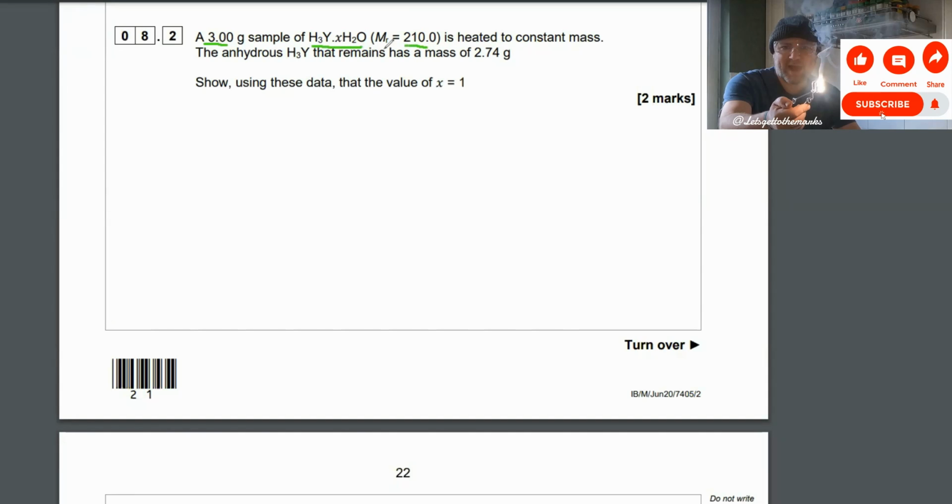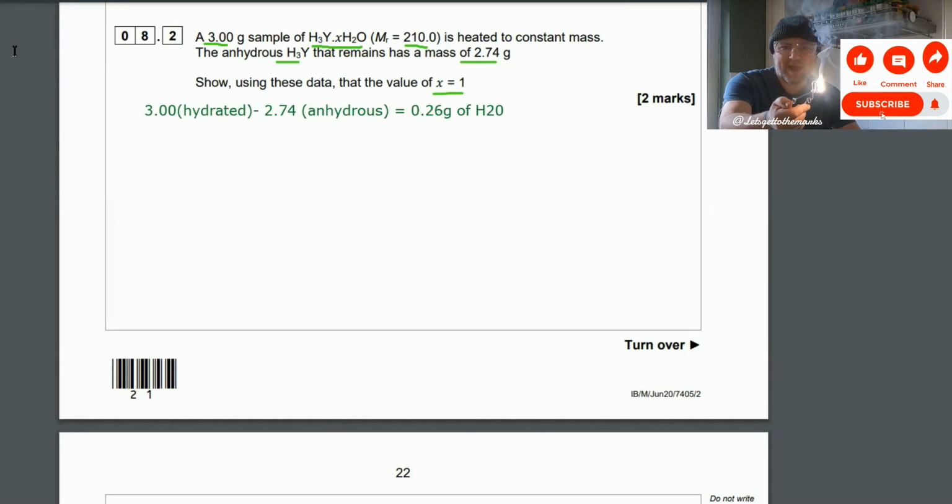Moving on, 8.2. A 3 gram sample of H3Y.XH2O with an MR of 210 is heated to constant mass. That means we've evaporated all the water. The anhydrous H3Y that remains has a mass of 2.74 grams. Show, using this data, the value of X is equal to 1. Right, first of all, we've got 3 grams of the hydrated H3Y.XH2O. We're going to subtract from it the anhydrous, which is just the H3Y.